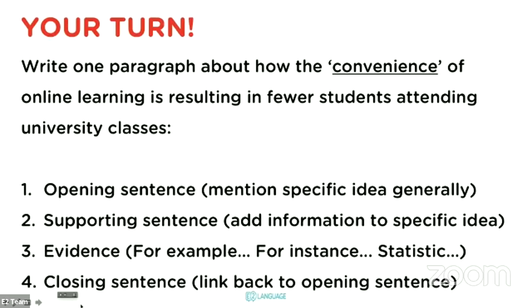I want you to write one paragraph about how the convenience of online learning is resulting in fewer students attending university classes. I want you to use the 4-sentence paragraph structure that I showed you. So I want an opening sentence that mentions convenience just in general. Then I want a supporting sentence that adds information to that idea about convenience. Then I want some evidence, like an example or an instance or a statistic. Then I want a closing sentence that links back to the opening sentence and basically says the same thing in different words.